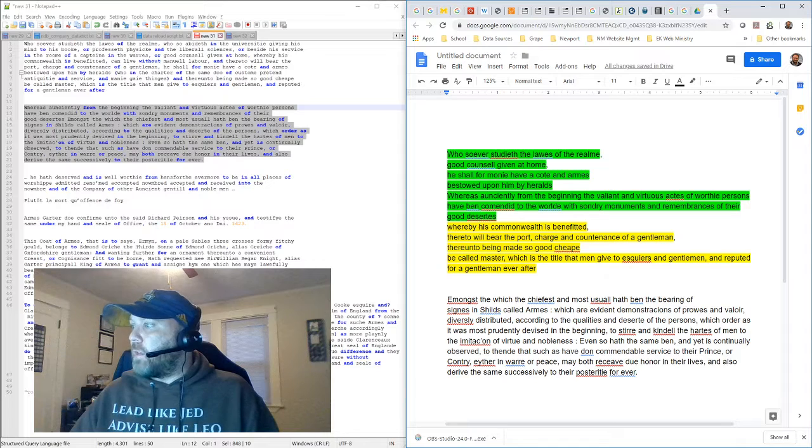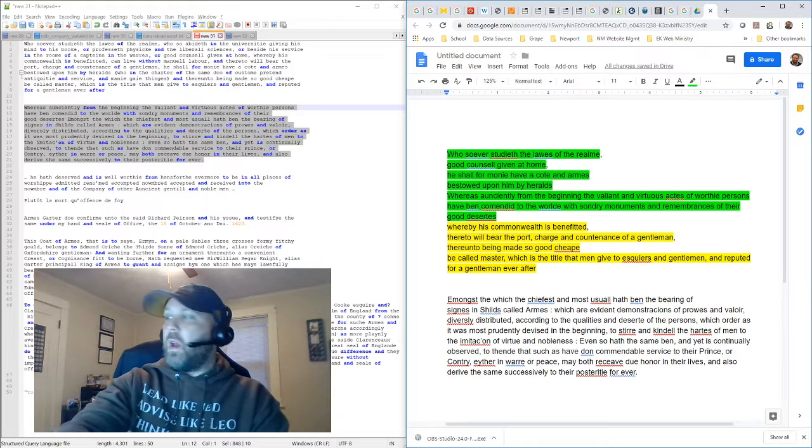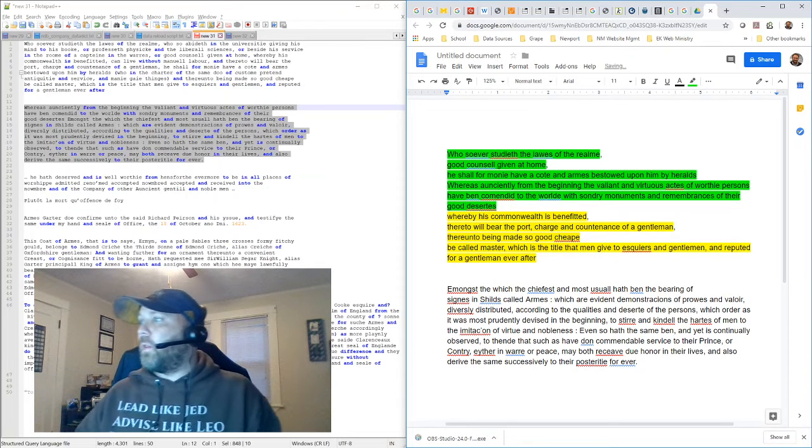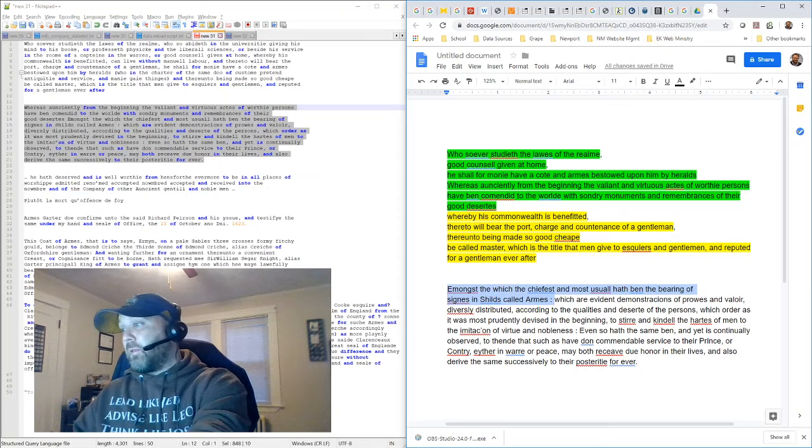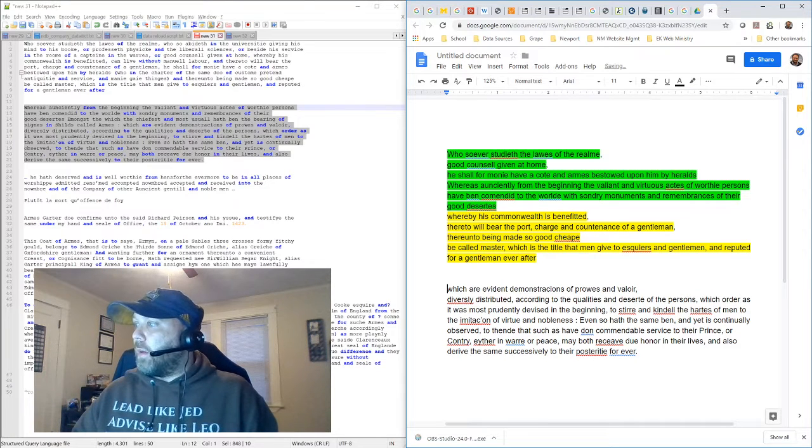Amongst the which the chiefest and most usual hath been the bearing of signs and shields called arms. We've already got something that says something like that. Where was it? Yeah, he shall have a coat and arms bestowed upon him by heralds. So this, amongst the chiefest and most usual hath been the bearing of signs and shields called arms. I'm going to go ahead and nix that because we've already got something similar that we're going to be using. Okay, which are evident demonstrations of prowess and valor.